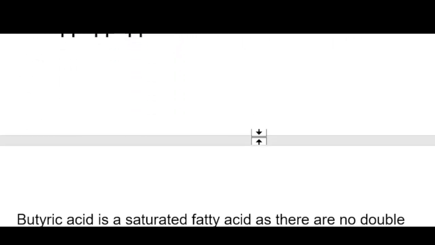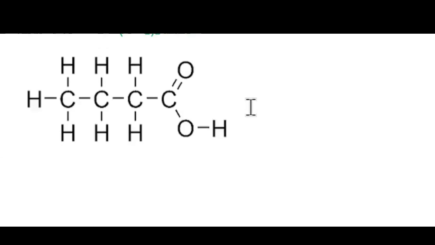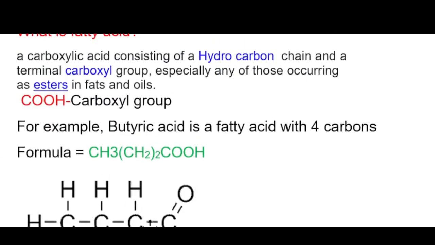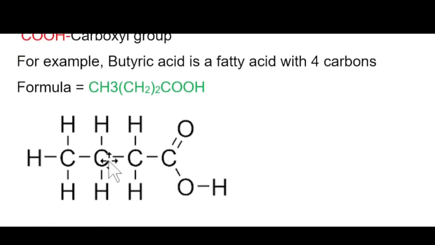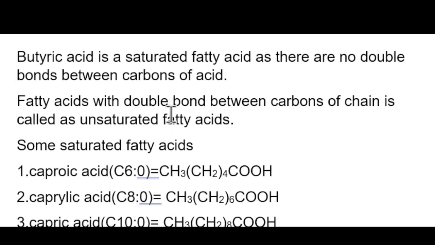I will show it at the end of this video. So butyric acid is a saturated fatty acid. Why? Because, as I showed earlier, there is no double bond between two carbons. Here, the double bond is between carbon and hydrogen, but between carbon and carbon there is no double bond. Such fatty acids which don't have any double bond between the carbons of the fatty acid chain are also known as saturated fatty acids.